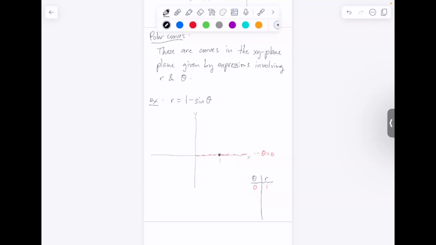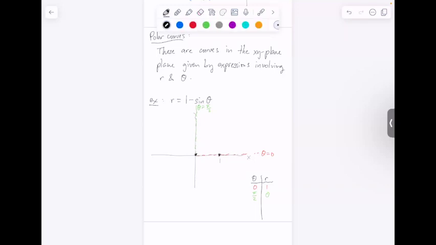Great. Now let's try theta equal to pi over 2. Now how far away am I from the origin? r equals 1 minus sine pi over 2 away from the origin. What's sine pi over 2? Or what's 1 minus sine pi over 2? Right. So this is 0 away from the origin. So in polar coordinates, when theta is equal to pi over 2, my point is 0 away from the origin. So I'm actually at the pole, or the origin itself.